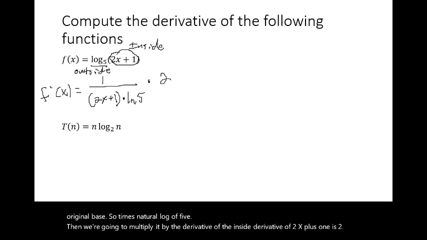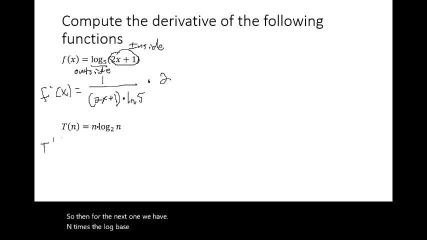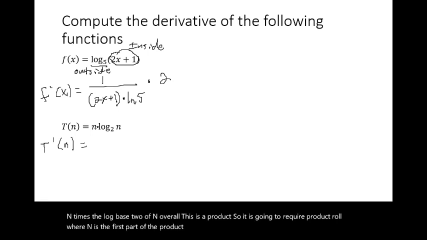And this doesn't really simplify much. You could put the 2 in the numerator if you want. So then for the next one, we have n times the log base 2 of n. Overall, this is a product, so it is going to require product rule, where n is the first part of the product, and log base 2 of n is going to be the second part of the product.